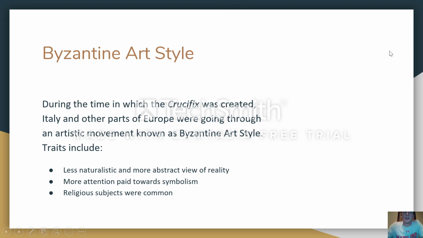So the Byzantine art style, this particular piece was created during the Byzantine art period. Some traits of this period I have listed below. Less naturalistic and more abstract view of reality. More attention paid towards symbolism. Religious subjects were common. This was a period in which people focused more on the emotional side and less on the naturalistic. Art that was created during this time period was created to cause the viewer to feel some type of emotion. I'll explain what type of emotion this painting gives.